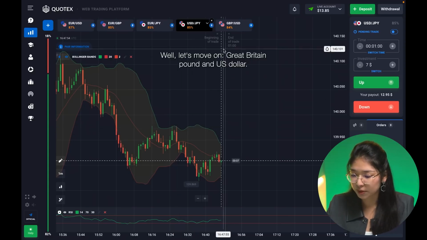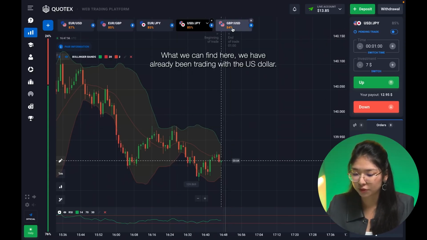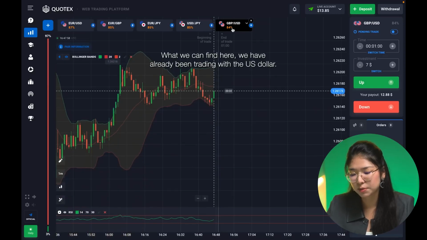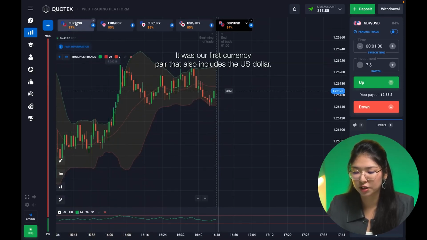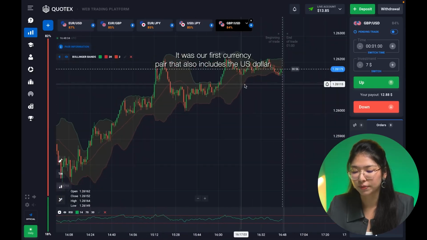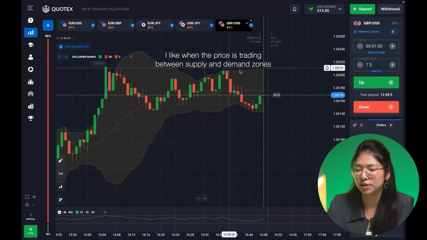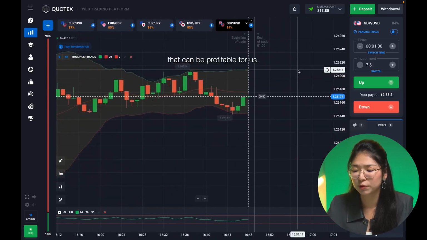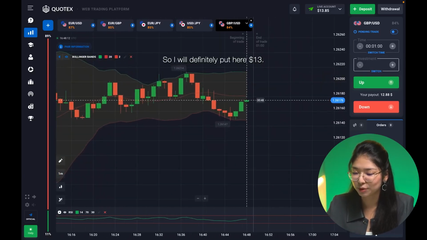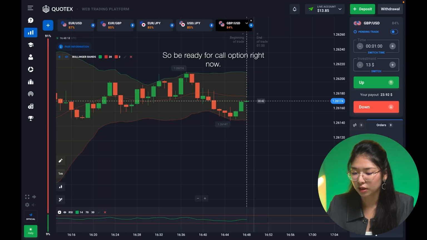So let's move on. Great Britain pound and US dollar. What can we find here? We have already been trading with the US dollar, and it was our first currency pair that also includes the US dollar. And I pretty much like the situation. I like when the price is trading between supply and demand zones that can be profitable for us. So we definitely put here $13, already 13, yes, not one. So be ready for call option right now.